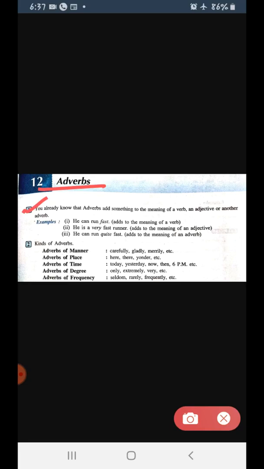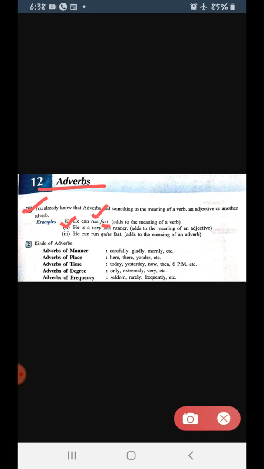You already know that adverbs add something to the meaning of a verb, an adjective or another adverb. We have already learned about adverbs in the previous classes. So what is an adverb? An adverb is a word which adds something to the meaning of a verb, an adjective or another adverb. Now example. Number 1, he can run fast. Here, fast is an adverb because it adds something to the meaning of the verb run.